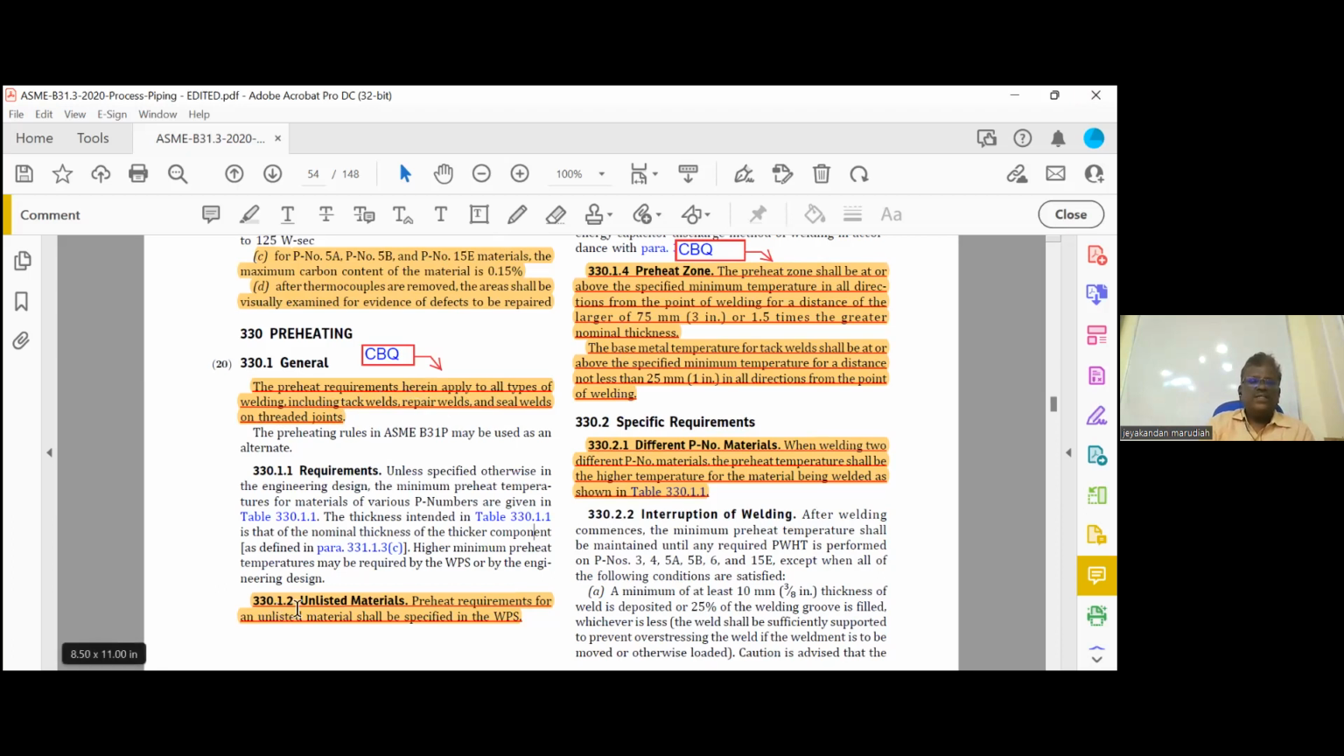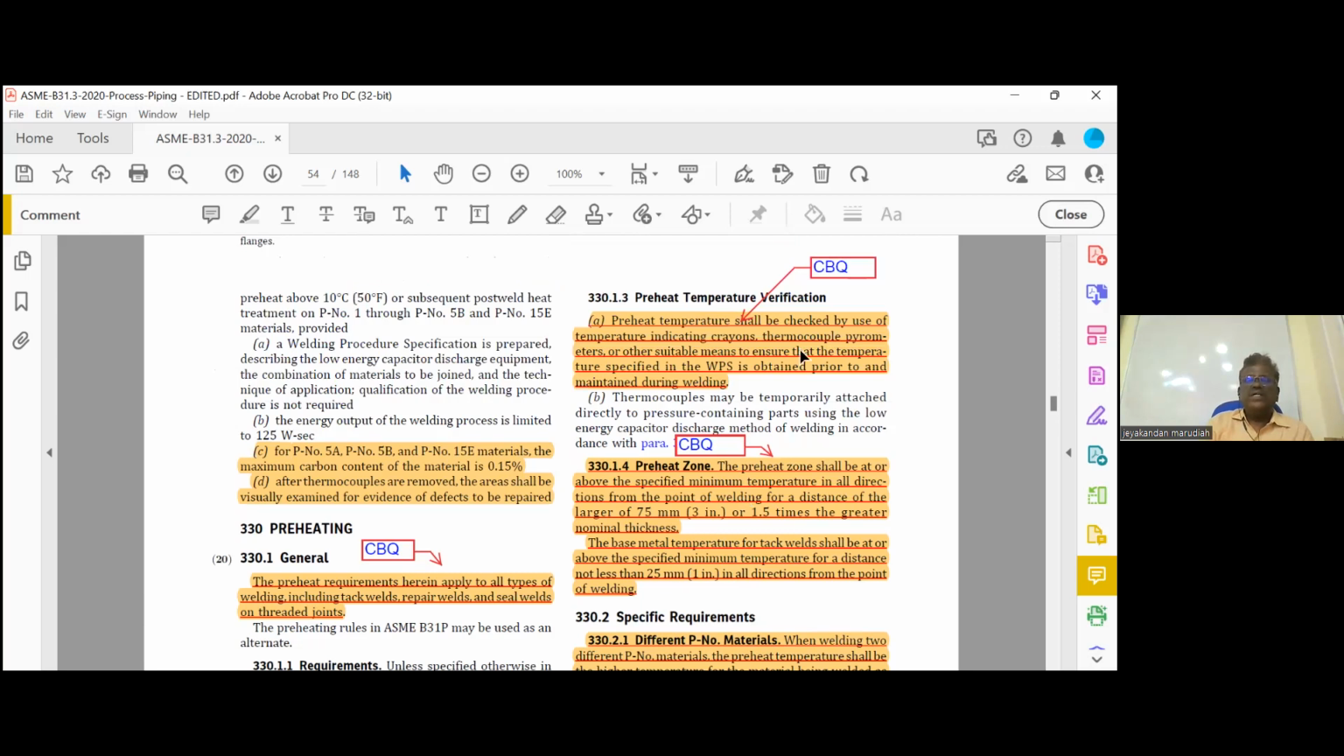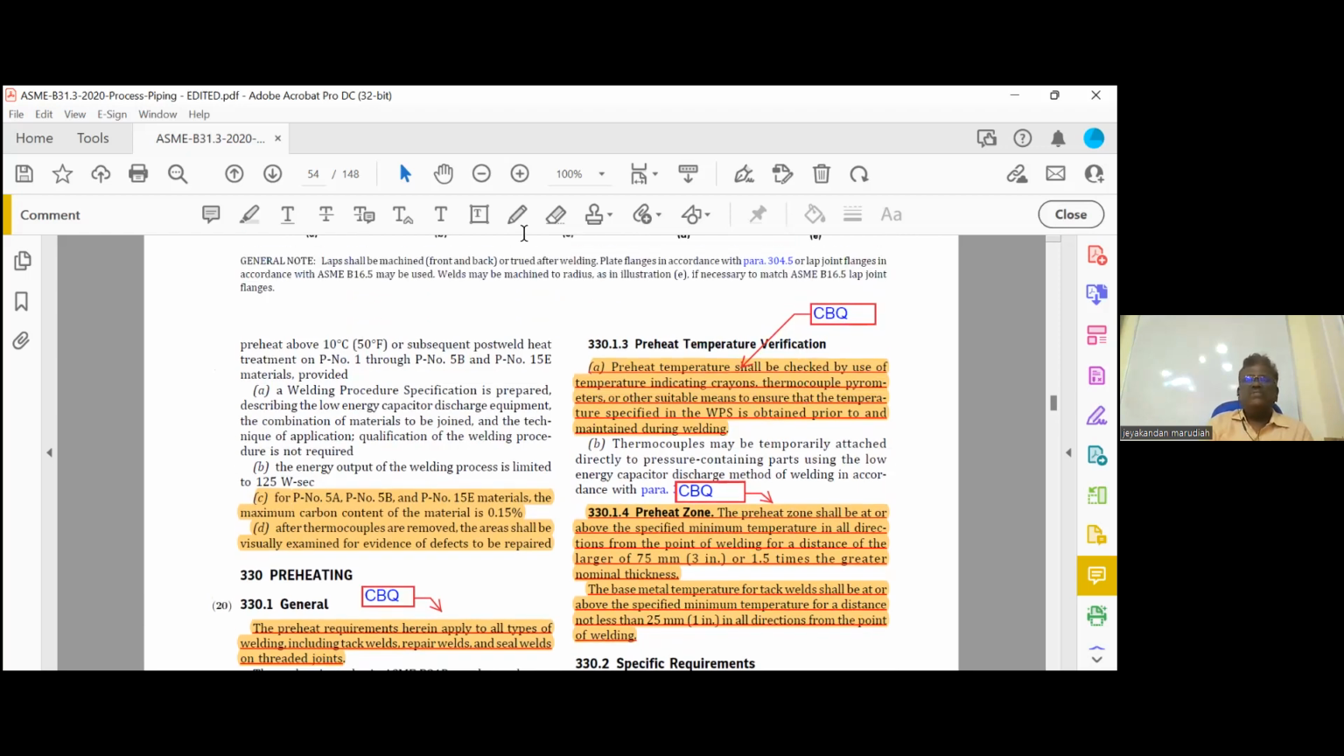Then unlisted material 331. Preheat requirements for unlisted material shall be specified in the WQS. So we have to specify the WQS and follow. Then preheat temperature verification. How to verify the preheat temperature? By using thermal indicating crayons or pyrometers. Highlight this one. Preheat temperature shall be checked by use of temperature crayons, thermocouple pyrometers, or other suitable means to ensure the temperature specified is obtained prior to and maintained during welding.